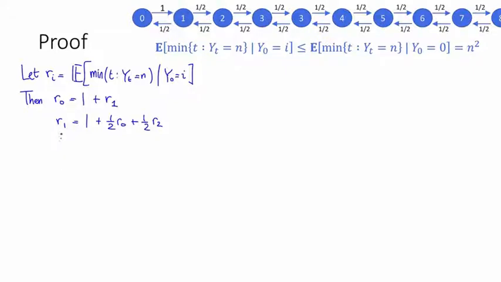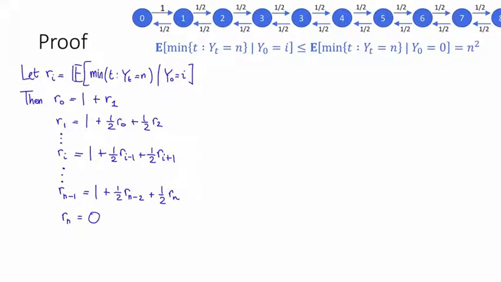This same logic works for any r_i, so we have r_i is equal to 1 plus 1/2 r_(i-1) plus 1/2 r_(i+1), all the way up to r_(n-1), which is equal to 1 plus 1/2 r_(n-2) plus 1/2 r_n. Finally, we have r_n is equal to 0 just by definition. If I start at n, then I have 0 more steps left until I get to n.